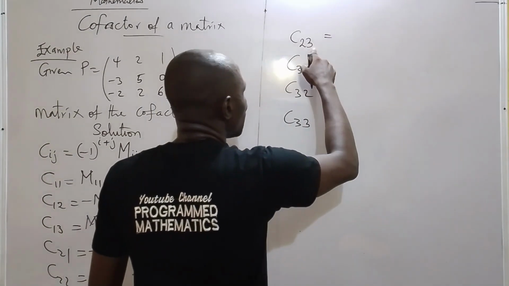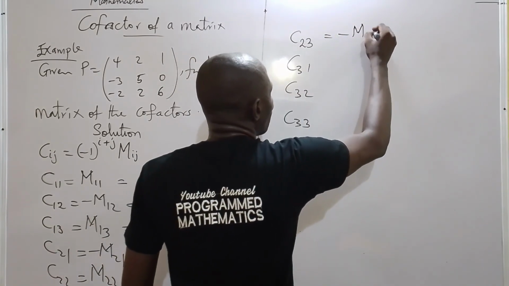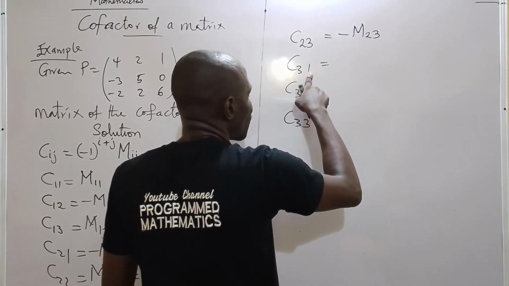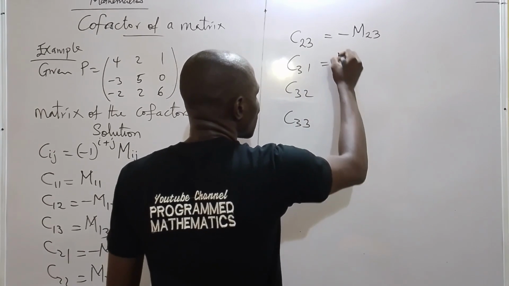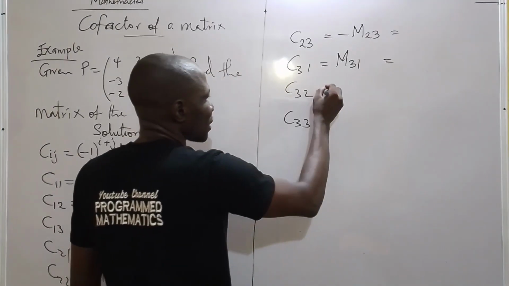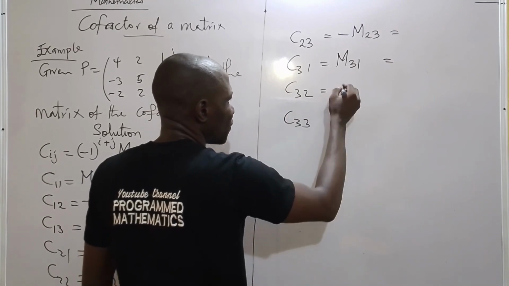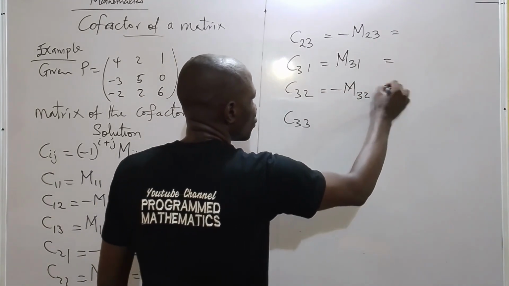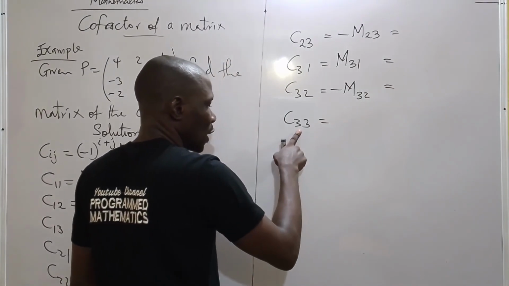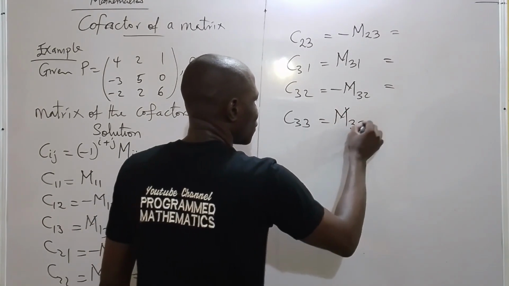Then for C23, 2 plus 3 is 5. -1 raised to the power 5 is negative. So this is minus M23. For C31, 3 plus 1 is 4. -1 raised to the power 4 is positive. So this is M31. And then C32, that is 3 plus 2 is 5. So -1 raised to the power 5 is negative. This is minus M32. Then C33, 3 plus 3 is 6. -1 raised to the power 6 is positive as well. So in this case here, we have M33.